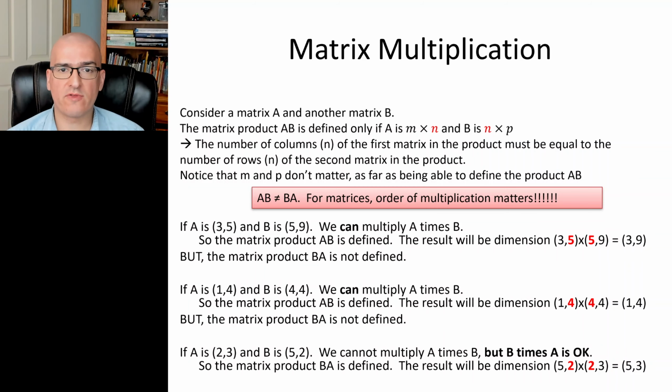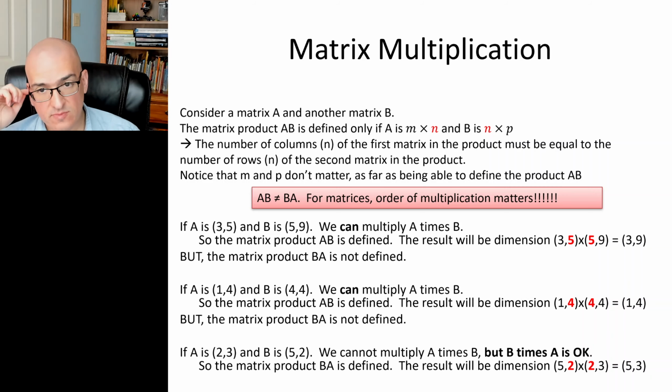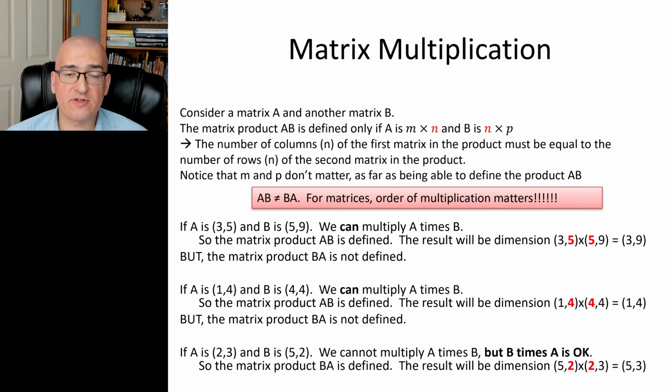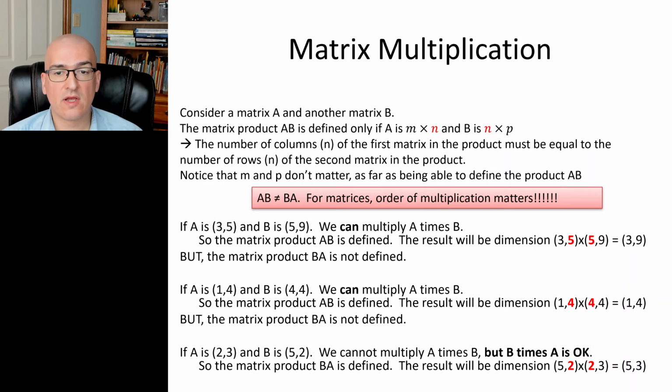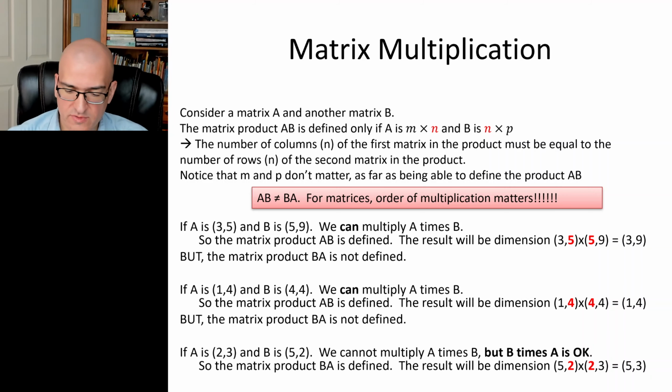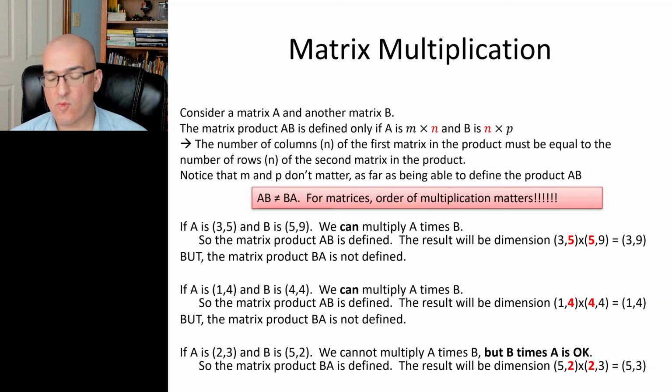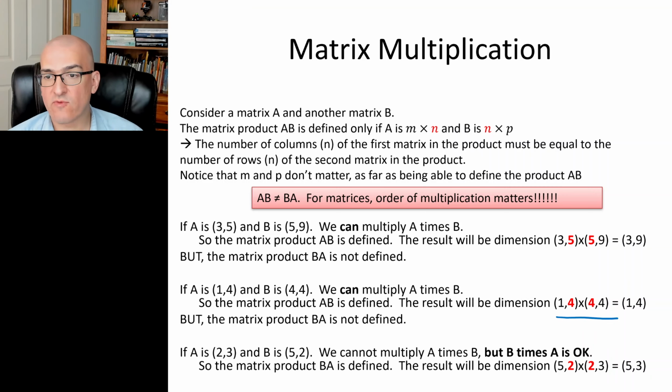Now, if you try to go the other order, if you try to do 5 by 9 multiplied by 3 by 5, it doesn't work. That's an undefined operation. The second example here, it's again not showing the matrix, just telling what the sizes of the matrices are. You have a matrix A that's 1 by 4, so we're at this one now. We have a 1 by 4 and a 4 by 4. We can multiply them in that order. What will happen when we put them side by side, 1 by 4 times 4 by 4, is the inner dimensions will cancel and we'll create a 1 by 4 matrix.